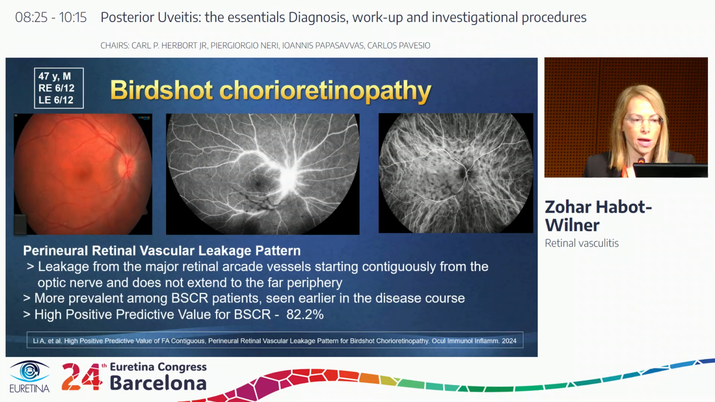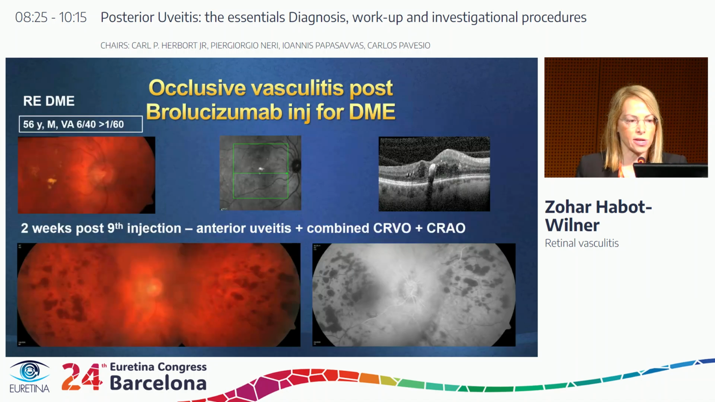And this is a nice case of Behçet chorioretinopathy with the typical perineural retinal vascular leakage pattern, which is leakage coming from the optic nerve through the major retinal arcades, and it is not involving the periphery. And there was a recent publication that showed that it is quite prevalent among Behçet patients, and it is seen earlier in the disease course with a high positive predictive value for the disease.